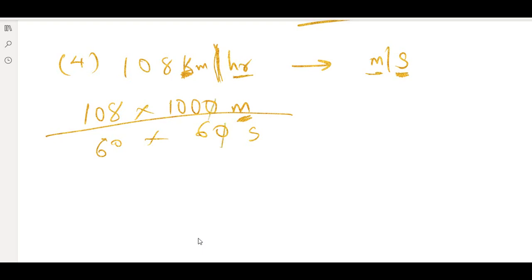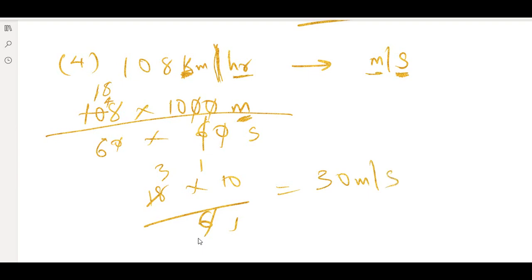Zero cancels zero. Zero cancels zero. Can six go? No. Six can. Six into this, one. Into 48. So we have 18 times 10 over 6. So what do we have? 30. Standard form. Okay, so in standard form, it becomes 3 point.